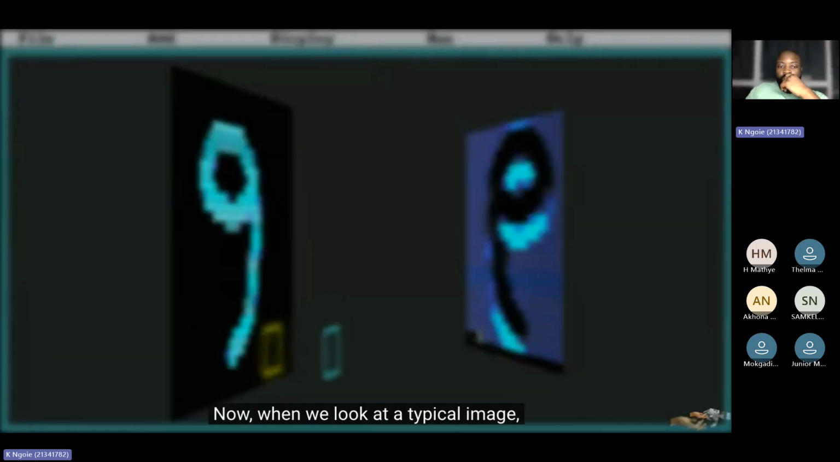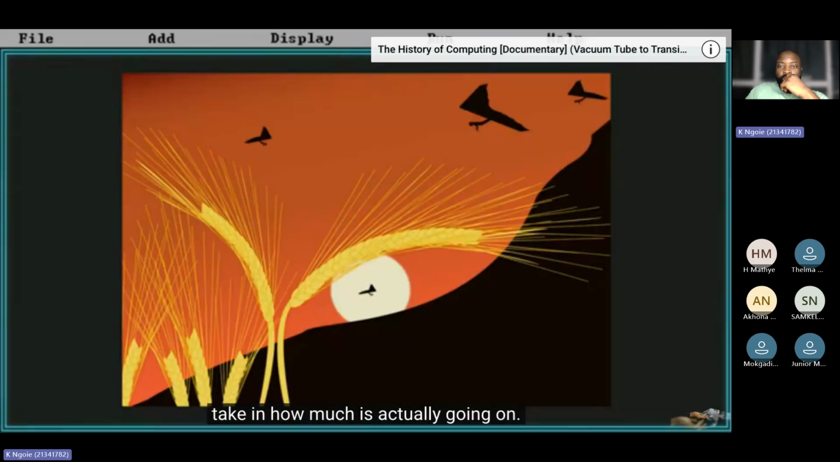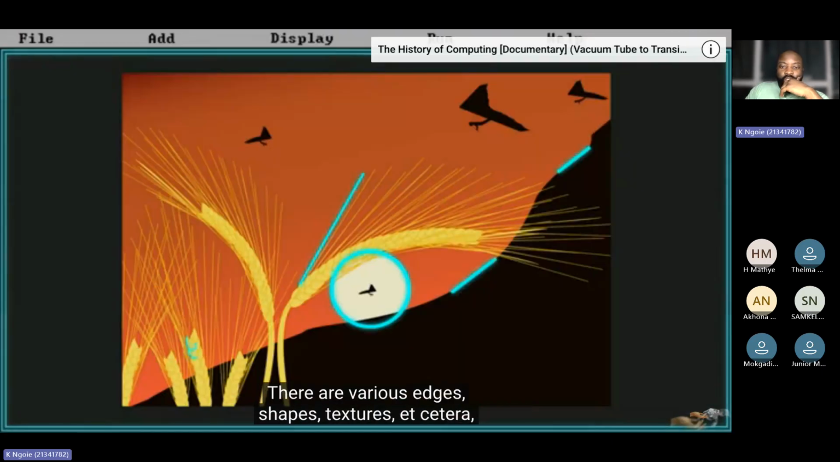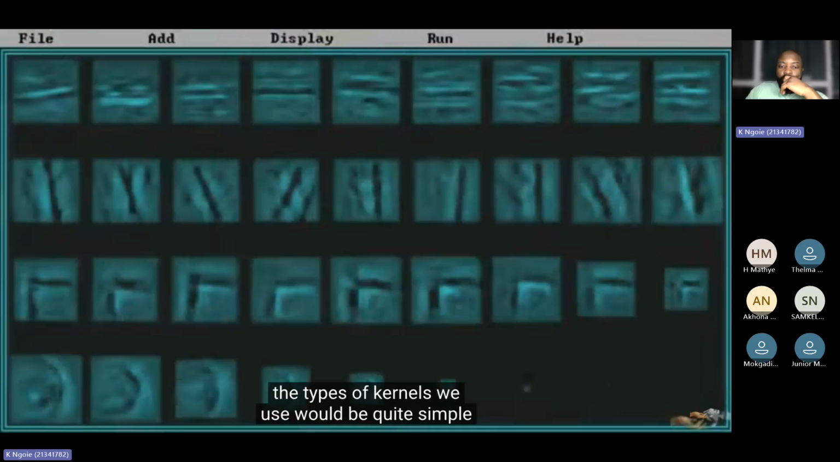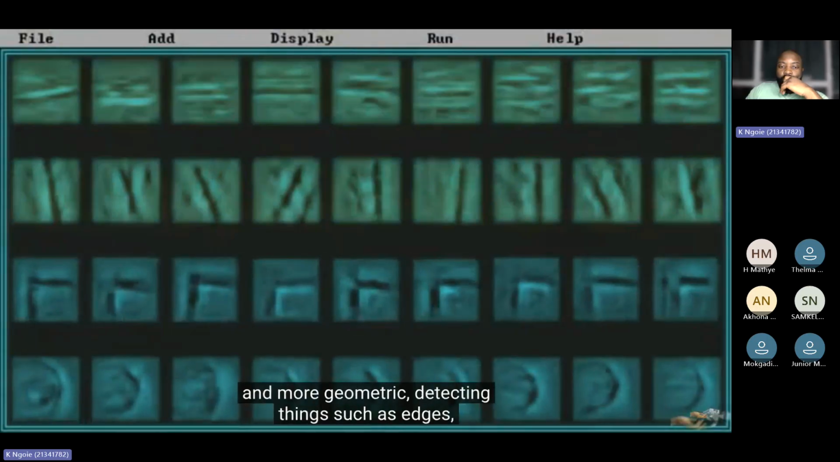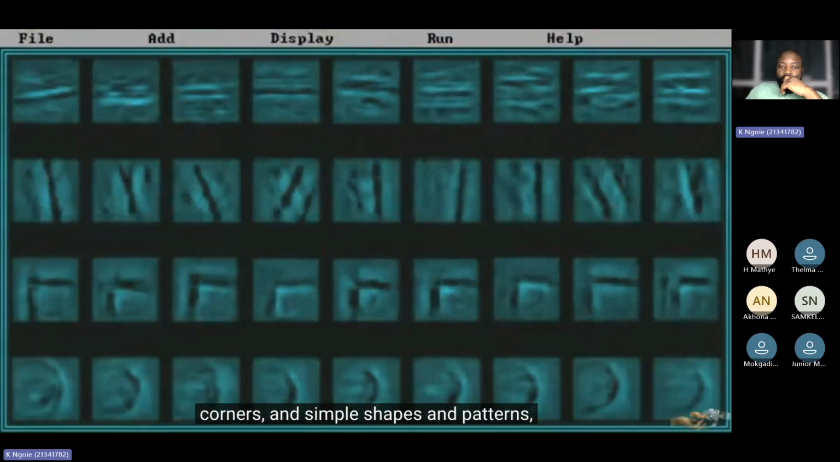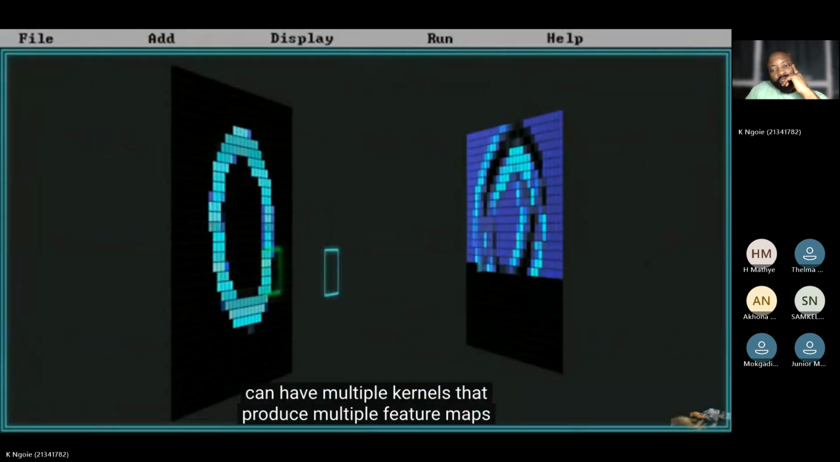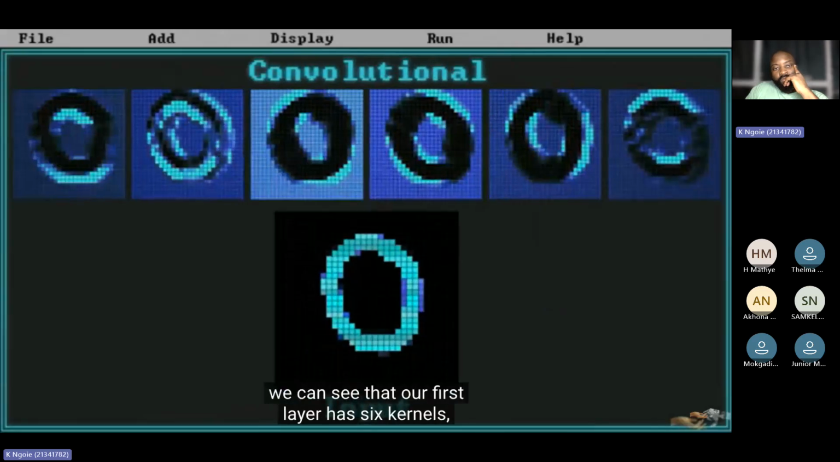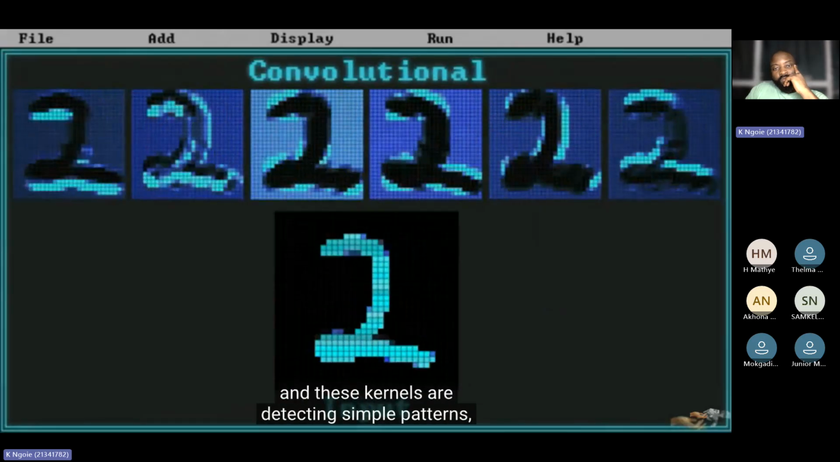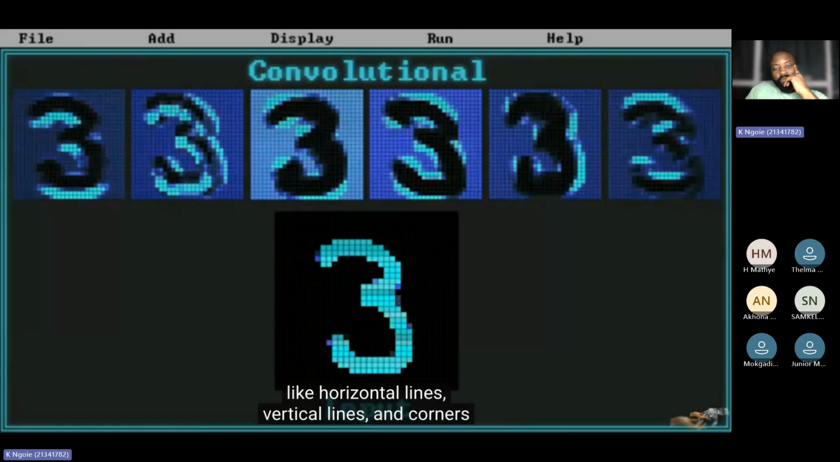Now, when we look at a typical image, take in how much is actually going on. There are various edges, shapes, textures, etc. that stack together to make various objects and the overall image we are looking at. At the start of a convolutional network, the types of kernels we use would be quite simple and more geometric, detecting things such as edges, corners, and simple shapes and patterns, like a circle, for instance. Additionally, each convolutional layer can have multiple kernels that produce multiple feature maps of their own. So for our example, we can see that our first layer has 6 kernels, and these kernels are detecting simple patterns like horizontal lines, vertical lines, and corners on our drawn numbers.